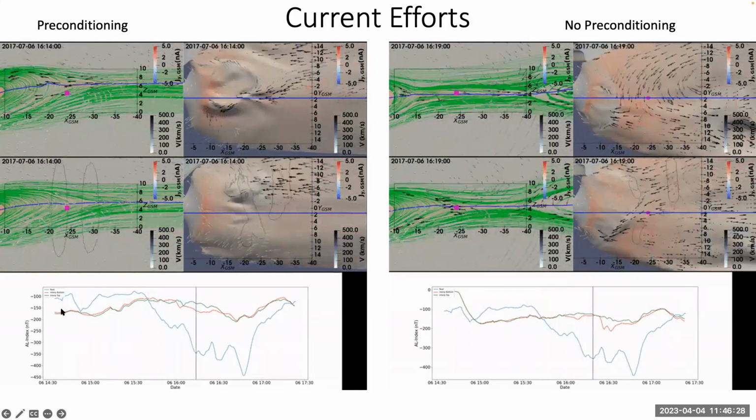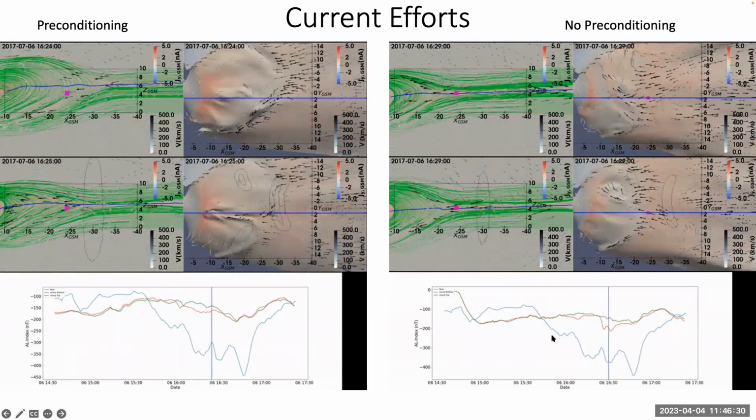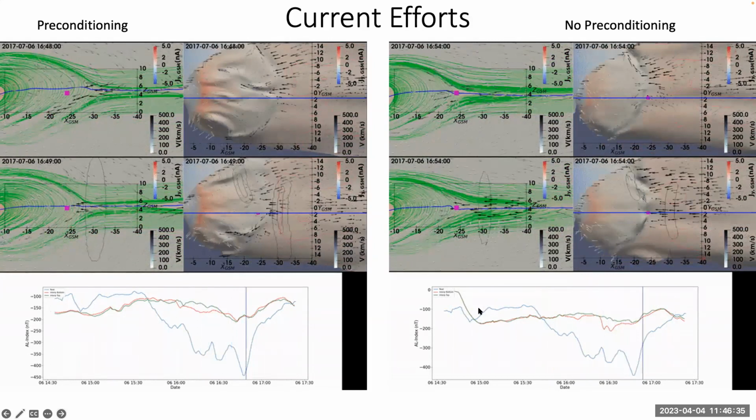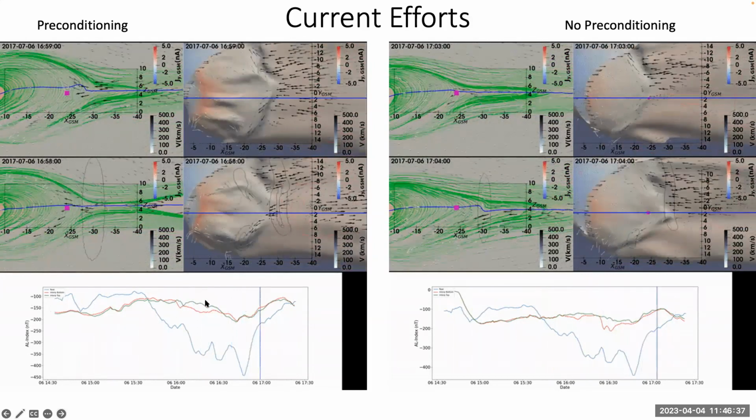And then here we're comparing the AL index, both observed, which is in blue, and then derived from the simulations, which are in green and red.